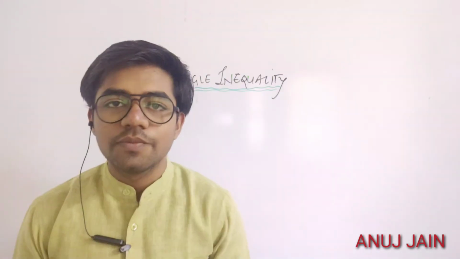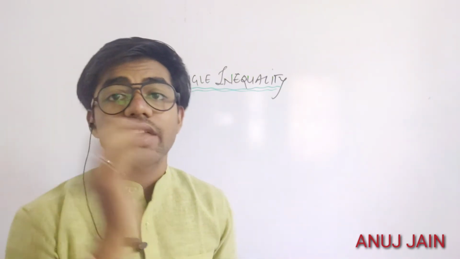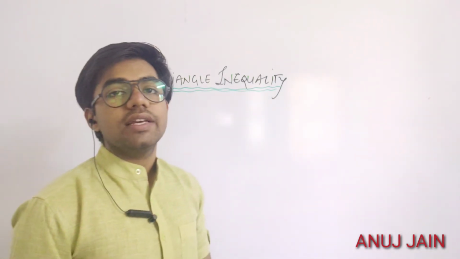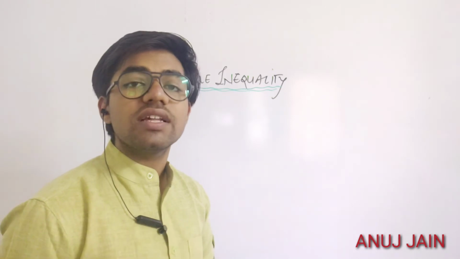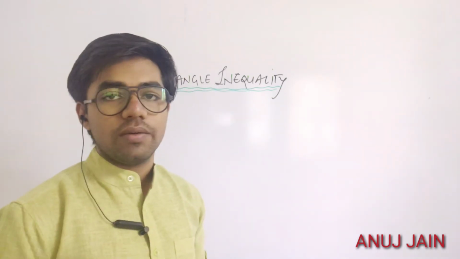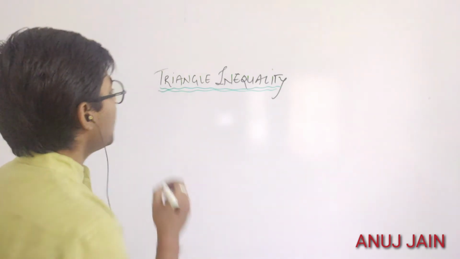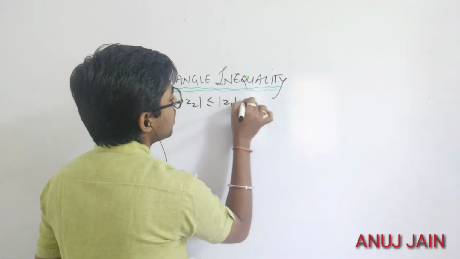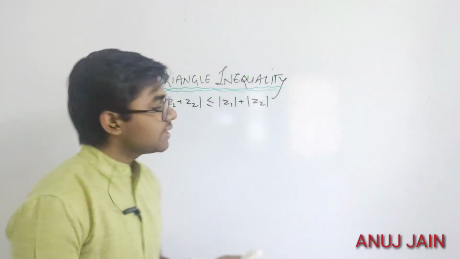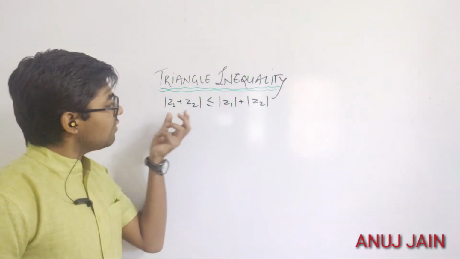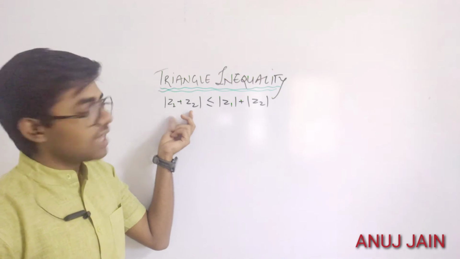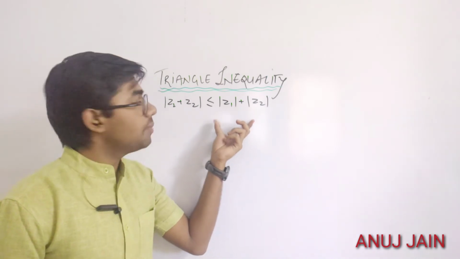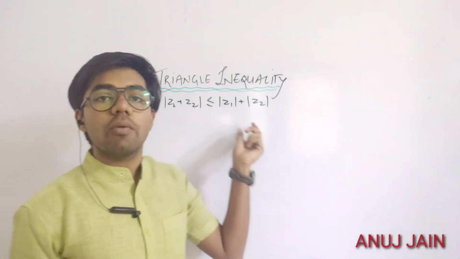Let's see the next topic. Next we have the triangle inequality of complex numbers. You might have heard of the triangle inequality, that modulus of a plus b is always less than or equal to modulus of a plus modulus of b, right? Similarly we have here that modulus of z1 plus z2 is less than or equal to modulus of z1 plus modulus of z2. This is the triangle inequality. Whenever you take the addition of two complex numbers and then take the mod value, it is always less than or equal to the addition of the modulus values of the complex numbers.